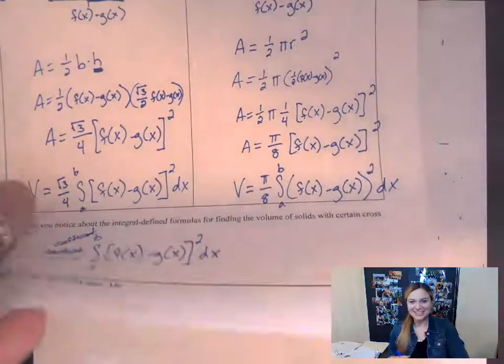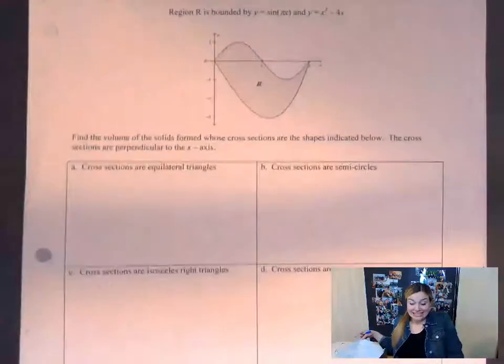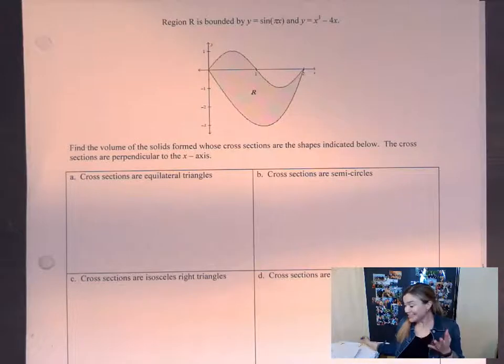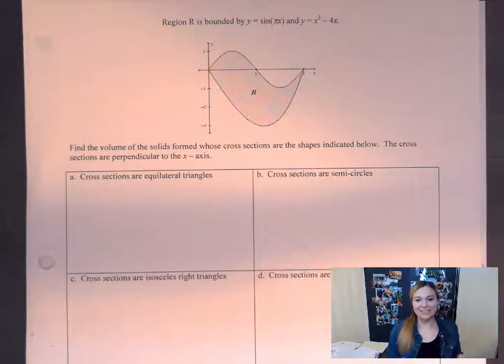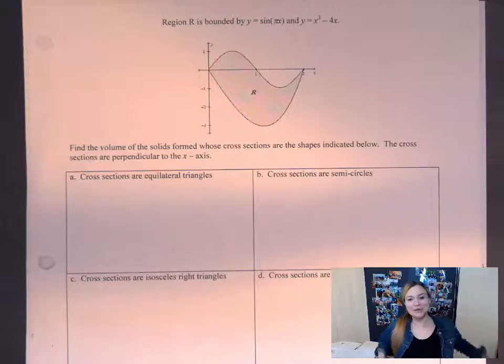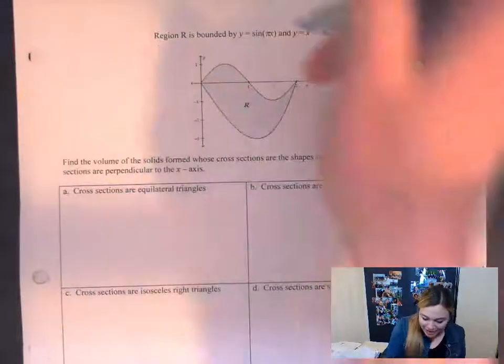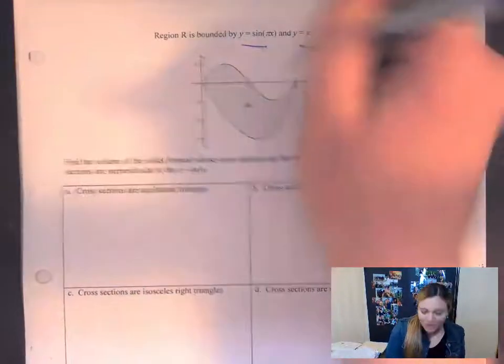And so now we get to use it. Last page. Is anyone else cheering? I feel like I should have confetti, but then I'd have to clean it up, so I don't really want that. Okay, so it says region R is bounded by sine of pi x and x cubed minus 4x.